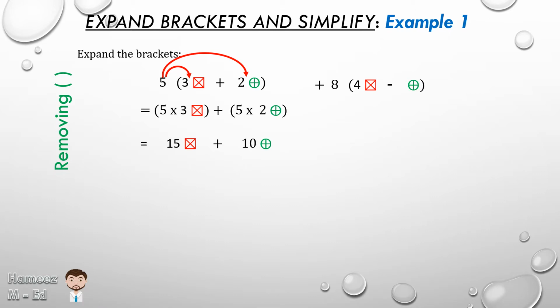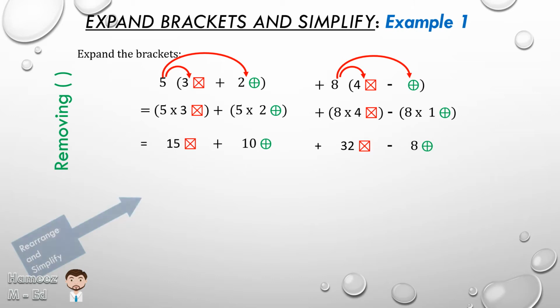Now these are two different variables, so we will have to move on to the right hand side. So we put the curves again, and that will give us 8 times 4 squares minus 8 times 1 circle. So that is equal to 32 squares minus 8 ones are 8 circles. Now we have 4 terms here, 2 of which are squares and 2 of them are circles. So we can rearrange them and simplify.